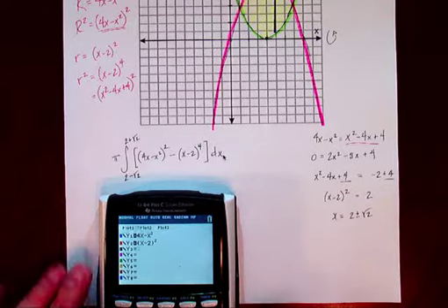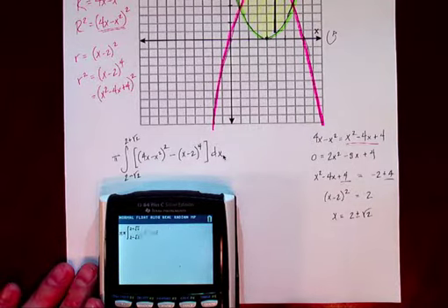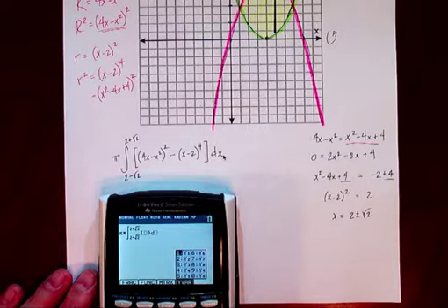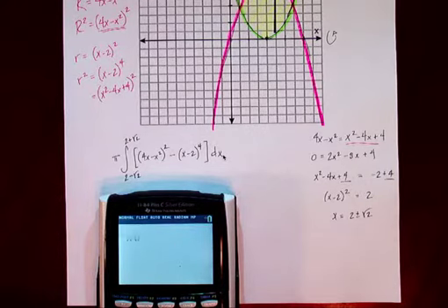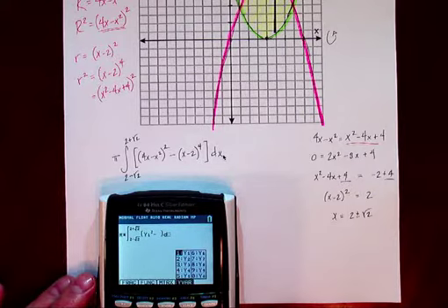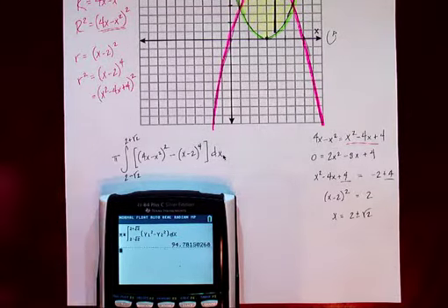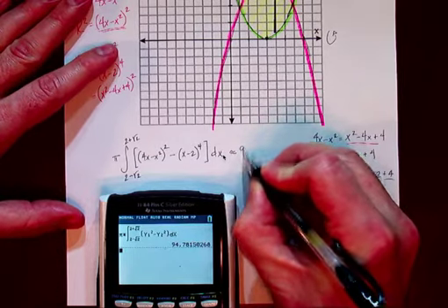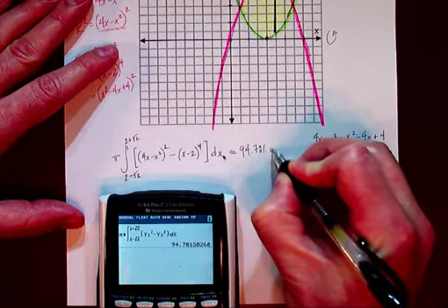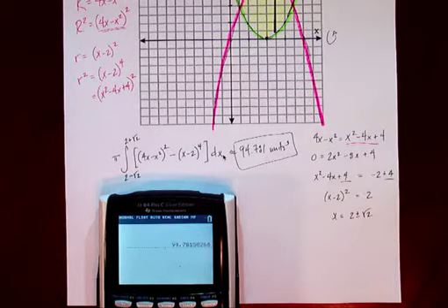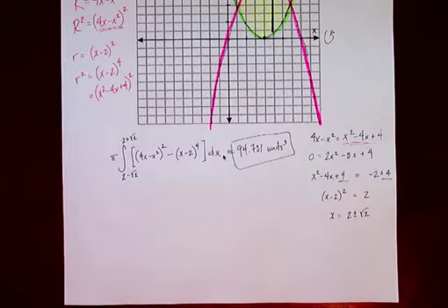Now, I really don't care about the graph. Let's go ahead and get back to these parentheses. Now remember, you're going to be squaring these. So it's y1 squared minus y2 squared dx. Okay. Go ahead and press, and we're going to get 94.781 units cubed. Yay! Okay, well, that was all fun. Let's go ahead and move on to the next one.